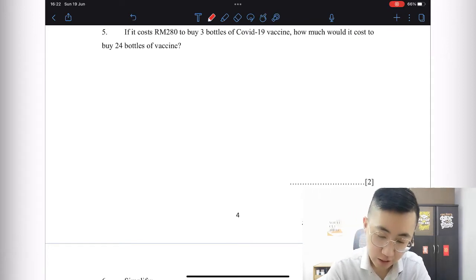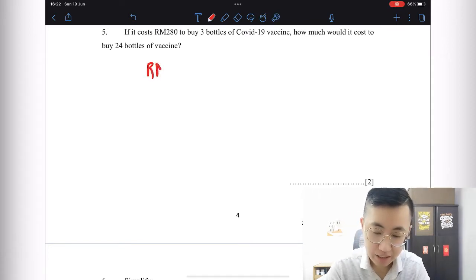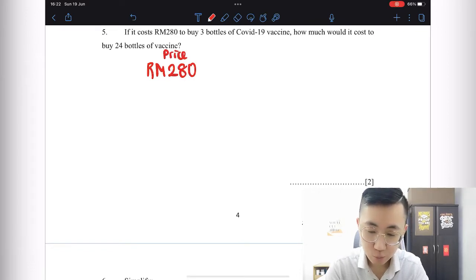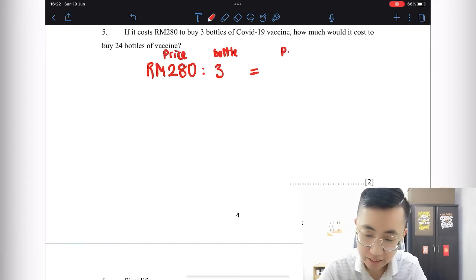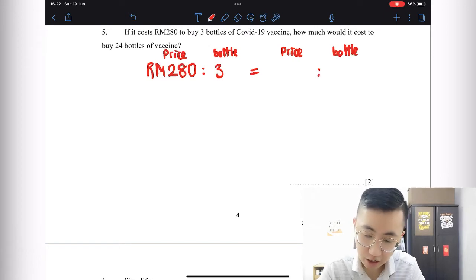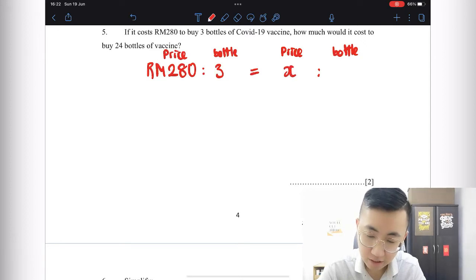Follow. Alright, so you lay out like this, 280 ringgit. So this is actually price. You put like a ratio format. Then this is actually 3 bottles. You put equal. Then again, you lay out the same format. So this is bottles over here. So how much will it cost? That means the price you do not know. You are going to put X. 24 bottles you put over here.